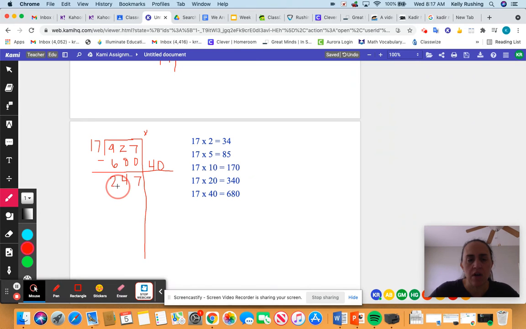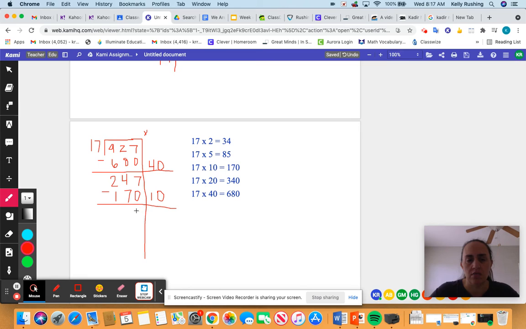All right, so now I have 247, and I'm going to think now about 247 and using my facts list to get as close to 247 as I possibly can. If I look over at my facts list, the fact that's going to get me there the closest is this 17 times 10. So I put my 10 here. 10 times 17 is 170.